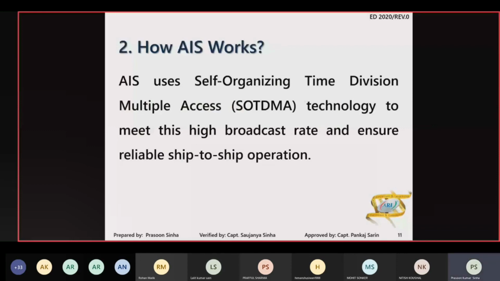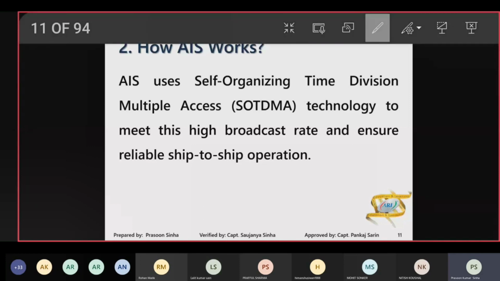How does it function? This is about electronics, an electronic method of communication using radio communication. How these things are talking to each other is something called SOTDMA, self-organizing time division multiple access. This SOTDMA, or simply TDMA right now, is nothing complicated once you know the concept, what it means. I will try to explain this by an example.